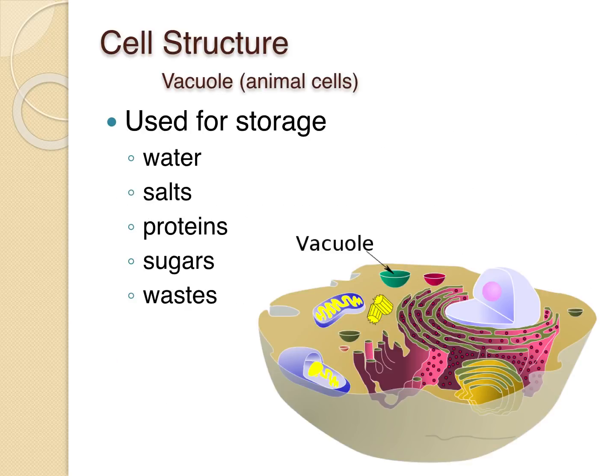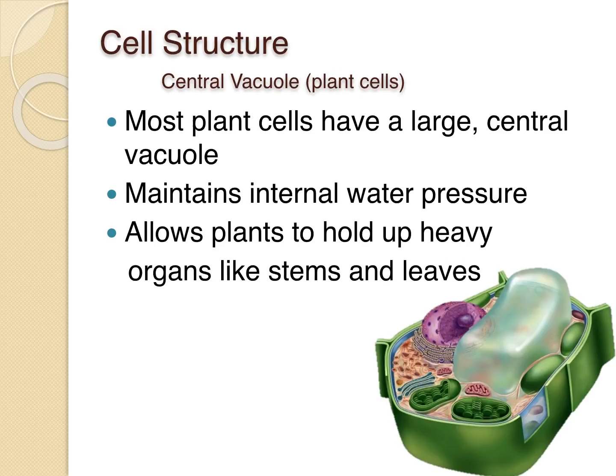Vacuoles in animal cells are very small, and they're used for storage tanks. So for storing water, salt, protein, sugar, and wastes. The central vacuole in plants is usually the one that's going to be mentioned on the state test. So the plant cells have this large central vacuole, and you can see it in the bottom right-hand corner. That would be like the big watery structure looking in the middle. It maintains internal water pressure, and it allows plants to hold up heavy organs like stems and leaves.